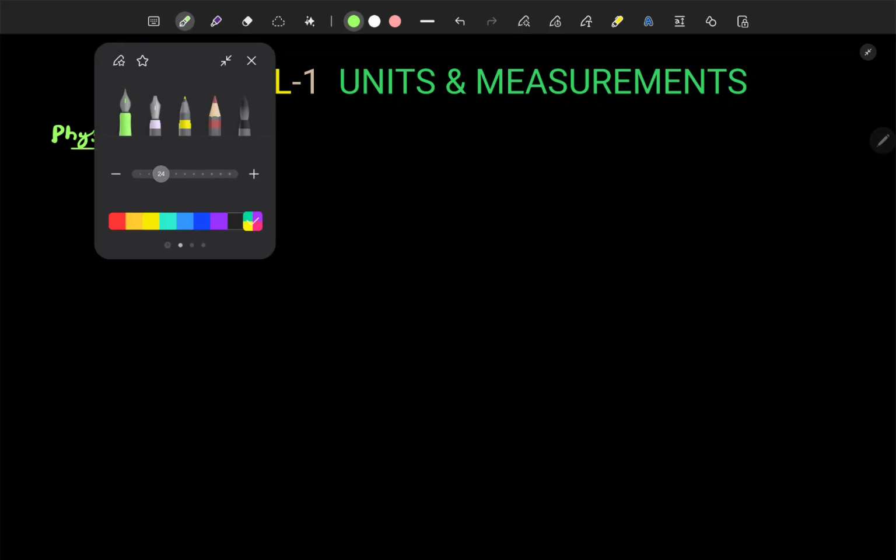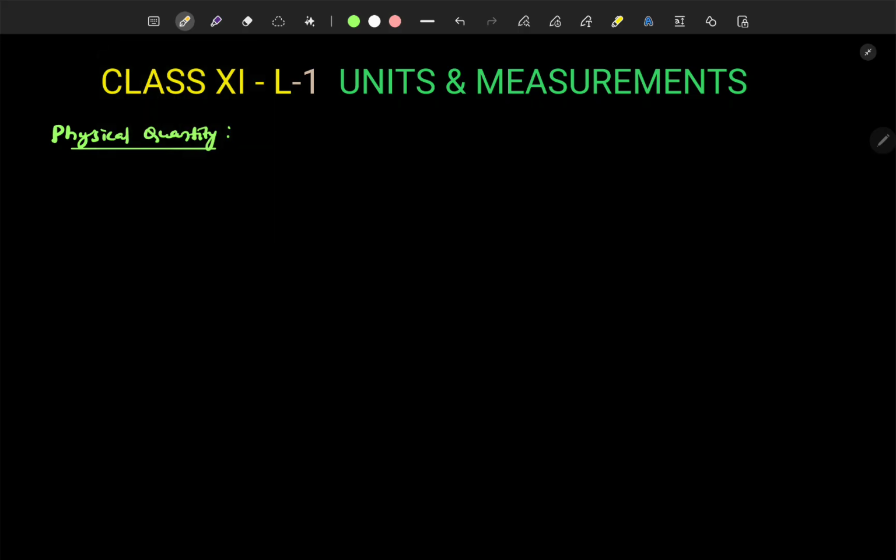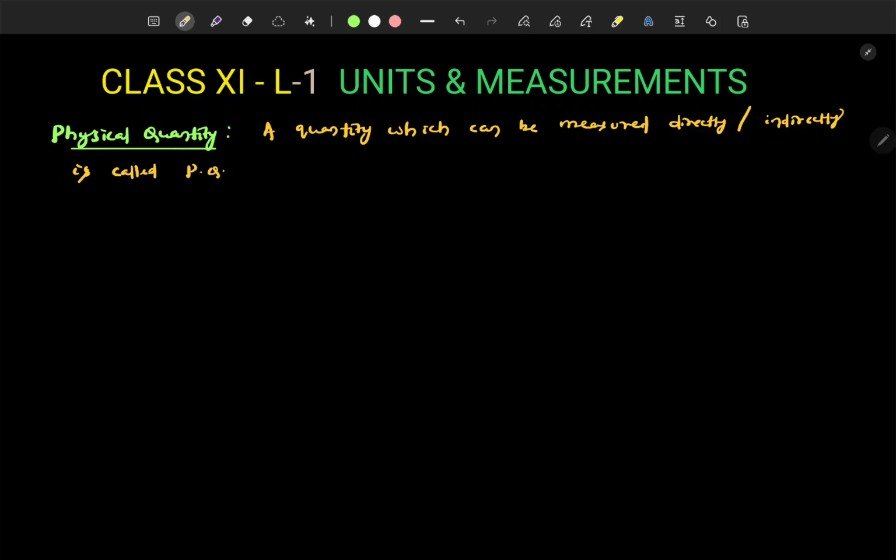And what is the meaning of this physical quantity? We all know quantity means amount or strength, and physical quantity means a quantity which can be measured directly or indirectly. So you have to write: a quantity which can be measured directly or indirectly is called physical quantity, and in short we can write P.Q.